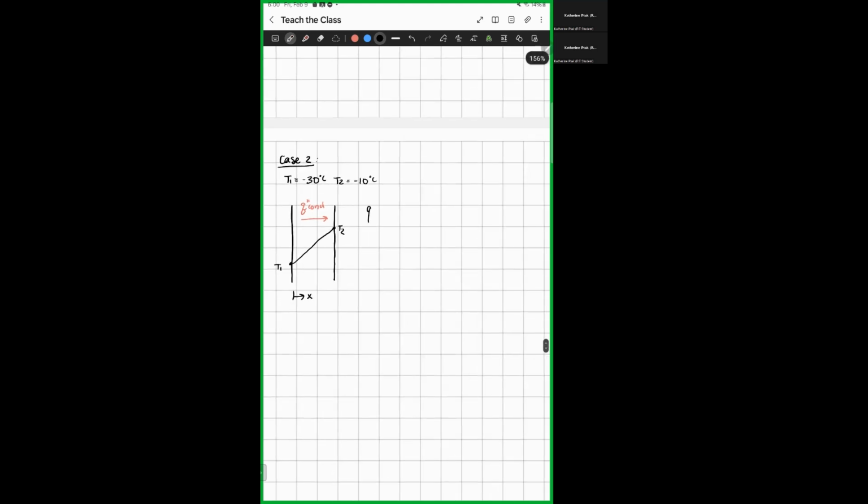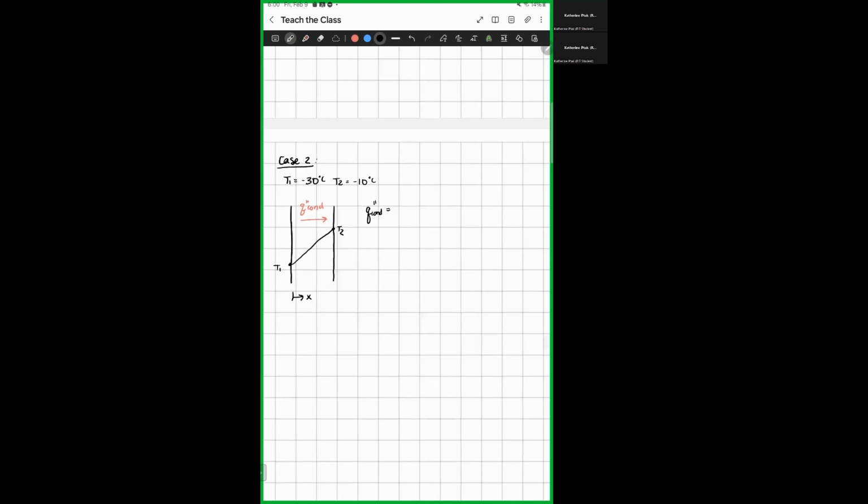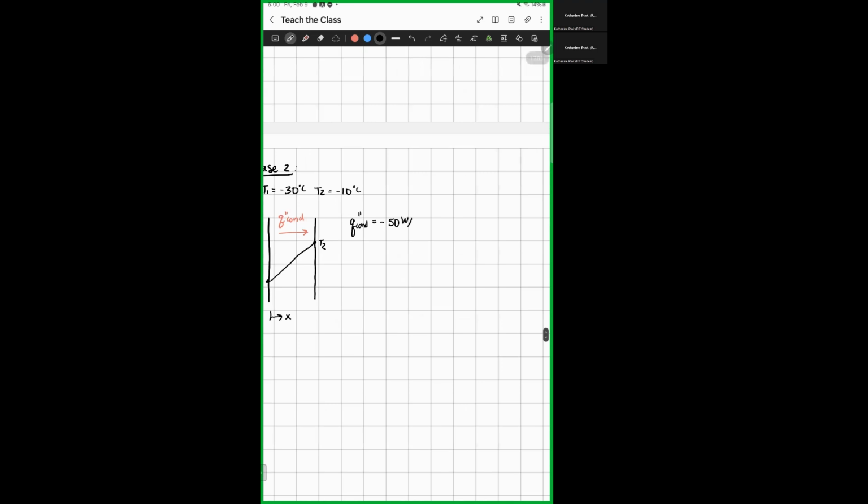So if we solve for the heat flux equals negative K, which is the 50 watts per meter Kelvin, times negative 10 degrees Celsius minus negative 30 degrees Celsius. Those negative signs will cancel out, divided by 0.35 meters, the length. And again, we don't need to convert this to Kelvin because it is a difference between temperatures. So then you get Q conduction equals a negative 285.7 watts per meter squared.